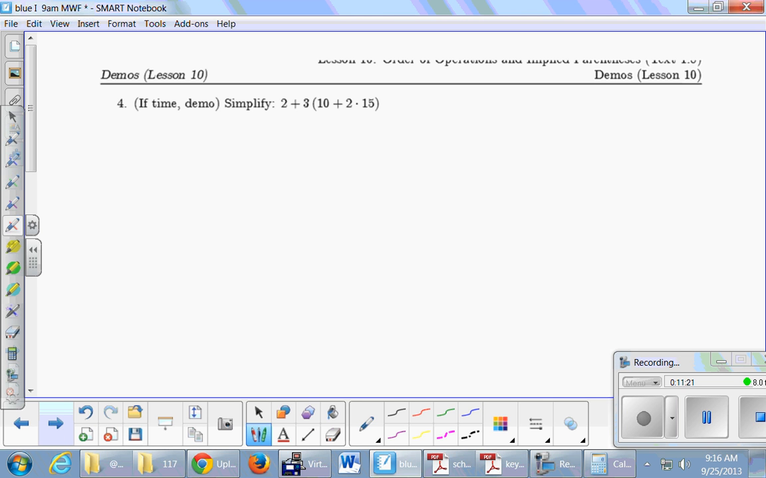This is not a calculator problem, but we've got 2 plus 3 parentheses 10 plus 2 times 15. So we're just going to do this together right now real quick. The goal is to just figure out what this number really is. So I'm going to write this one. I'm just going to copy it again here.